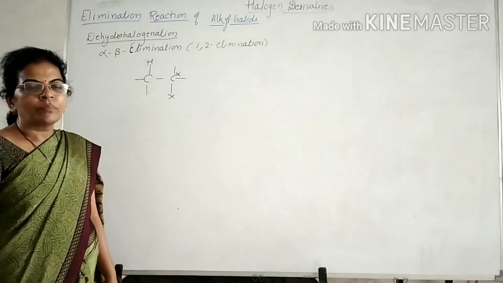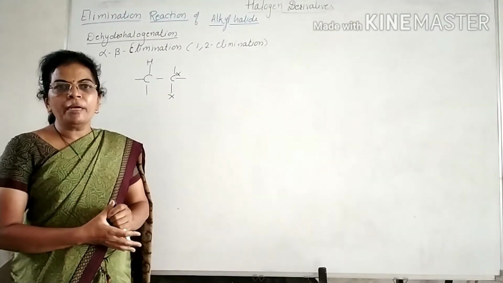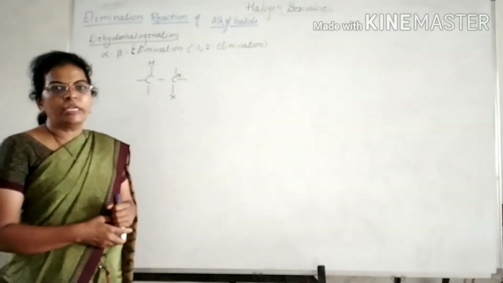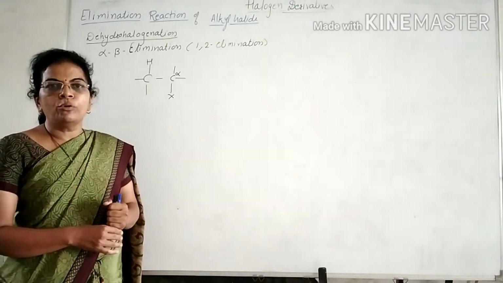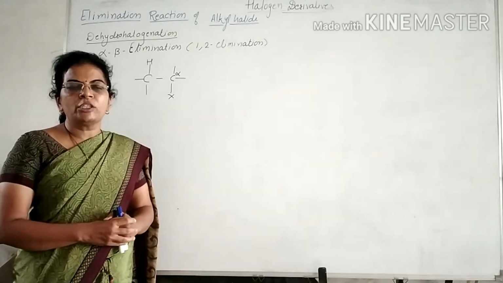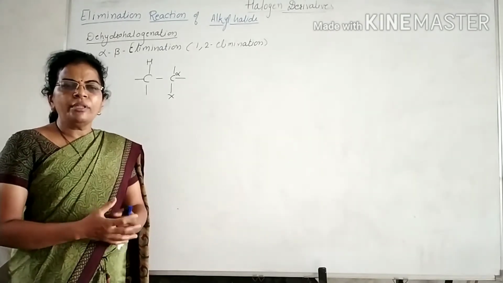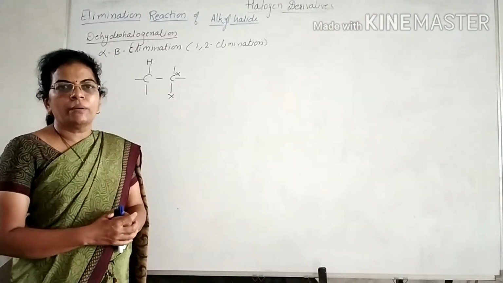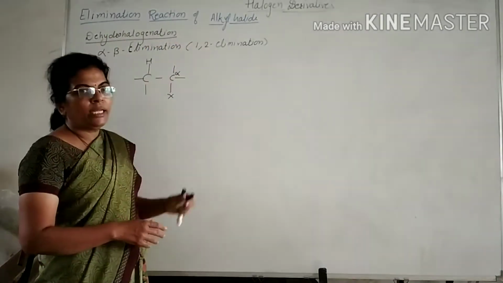Hello students, last time we started halogen derivatives, in which we started chemical properties of halogen derivatives, in which we have completed nucleophilic substitution reaction. After that, we have seen the mechanism of nucleophilic substitution reaction. There are two types of nucleophilic substitution reactions we have seen, SN1 reaction mechanism and SN2 reaction mechanism. After that, we have seen the factors affecting nucleophilic substitution reaction. Today we are going to start the next reaction, elimination reactions of alkyl halides.